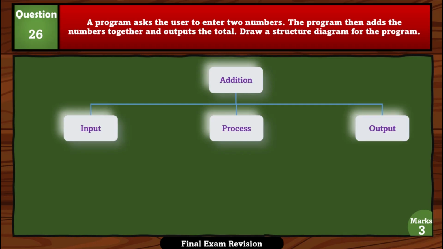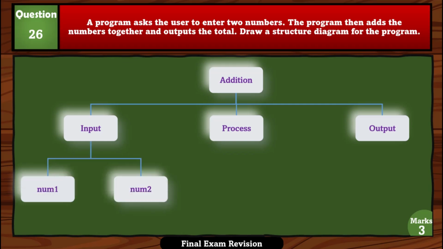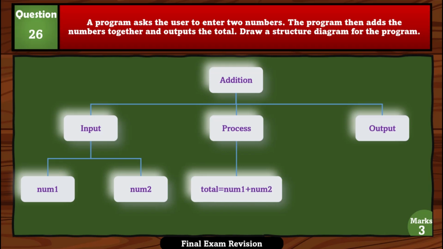From the question, identify what the inputs are and place them under the input box. So we have two inputs. First one is num1 and second one is num2. Then do the same for process and output. So what is the process? Process is to add num1 and num2. So total equals num1 plus num2. And what is the output? Output is to output the total. So that's how you draw a structure diagram of any given program.